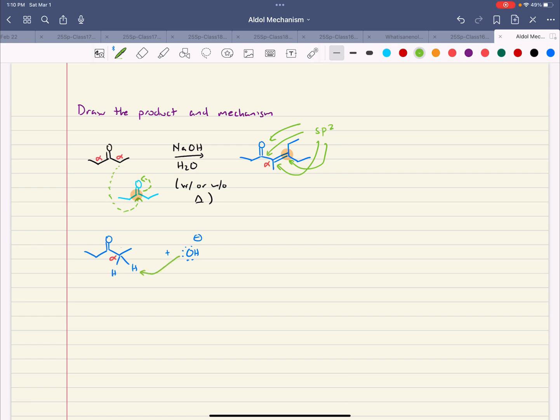Okay, so again, it's all about where you're getting your information from. I like my way because it shows you the major contributor. A lot of sources have the anion on carbon and put the negative charge there. It's fine, it's a resonance contributor, but it's not the major contributor. The major contributor would be the negative charge on the oxygen. And so I like to draw the major contributor.